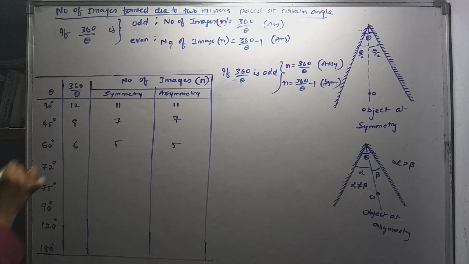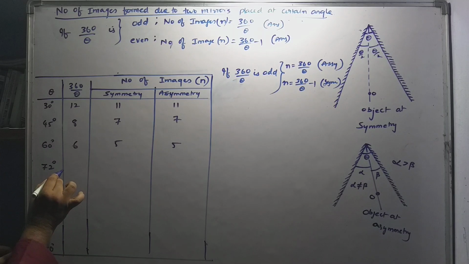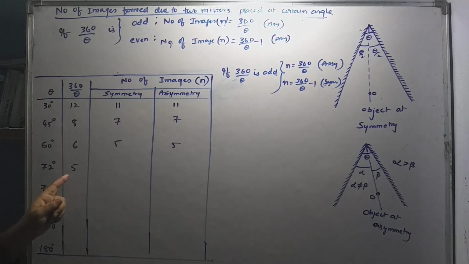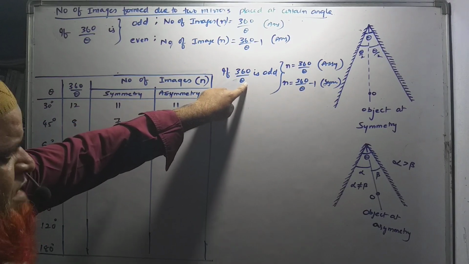So I am considering the next angle, which is 72. If you divide 360 by 72, it's a different case. You are going to get 5. Now the subconditions hold good in this case. That is, for 72 degrees, divide 360 by 72, the result is going to be 5. It is a case of odd, and if it is a case of odd, the subcondition is applicable.